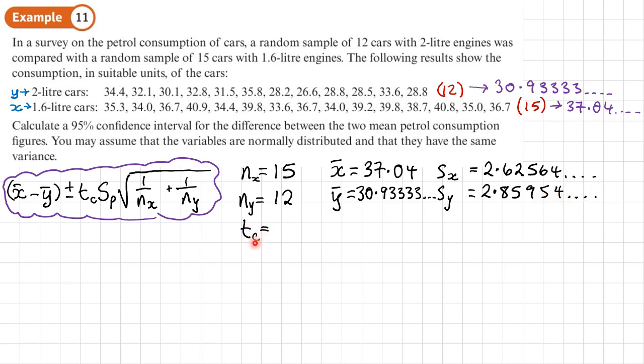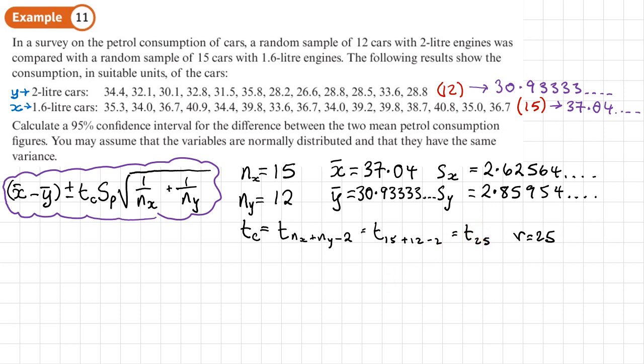We need to work out the degrees of freedom for the T distribution. Now remember, the way that we work out T is we're going to add together the number of our X, the number of our Y, minus 2. So it's going to be 15 plus 12 minus 2, and that gives us 25 degrees of freedom. Now we'll look up this T value.